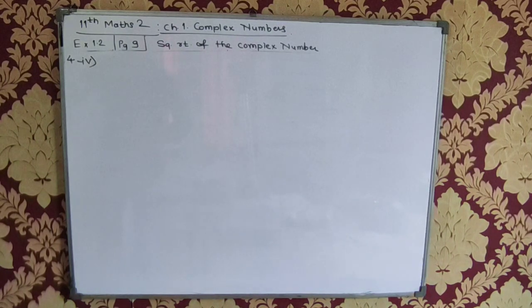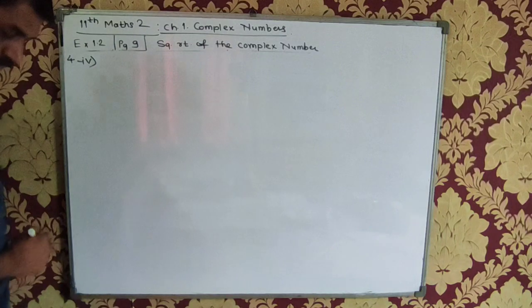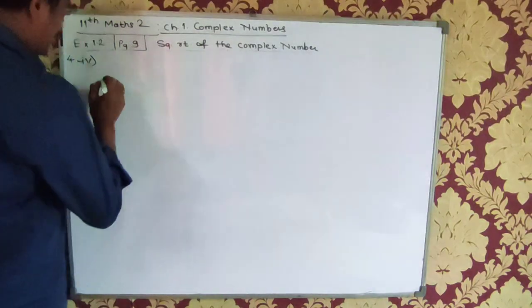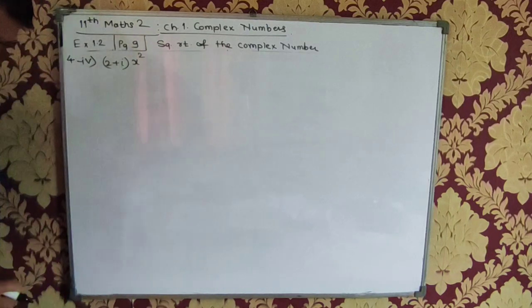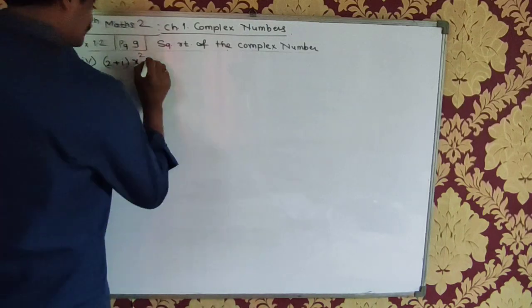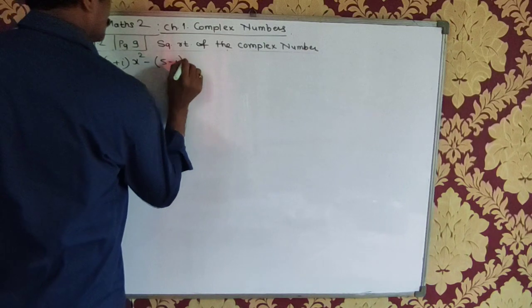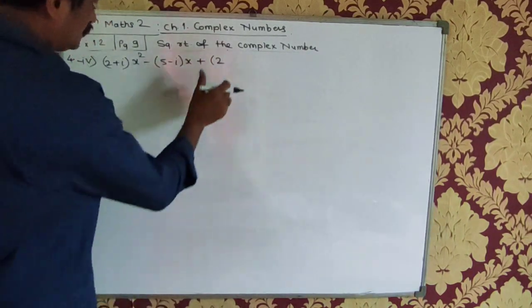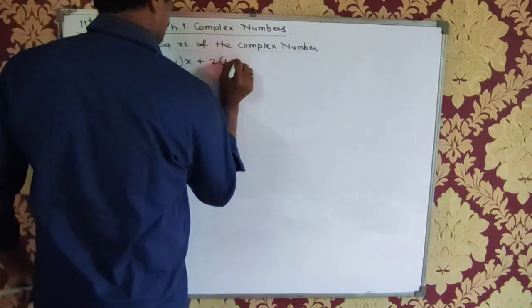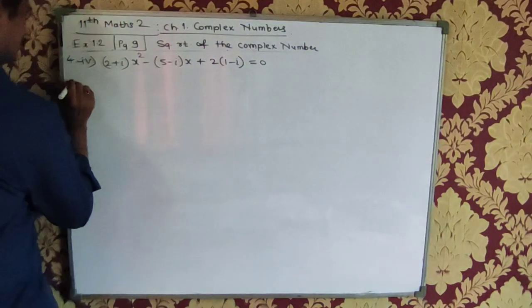Question number 4, subpart 4. Solve the following quadratic equation: (2 plus i) x square minus (5 minus i) x plus 2(1 minus i) is equal to 0.